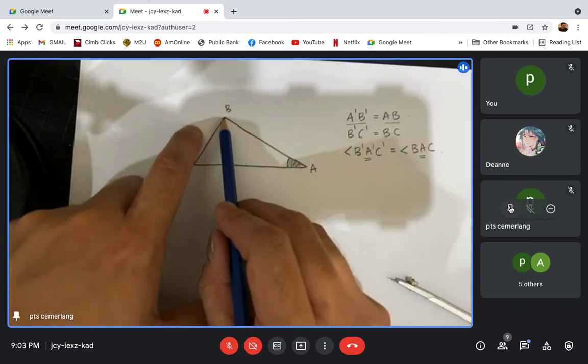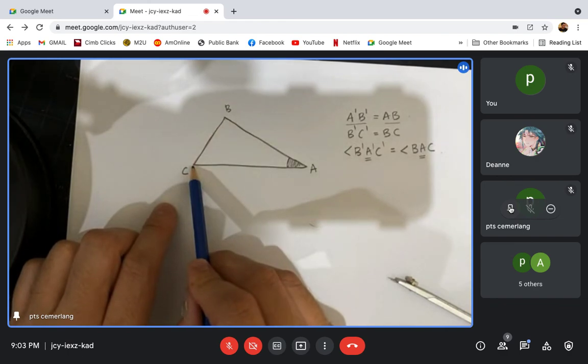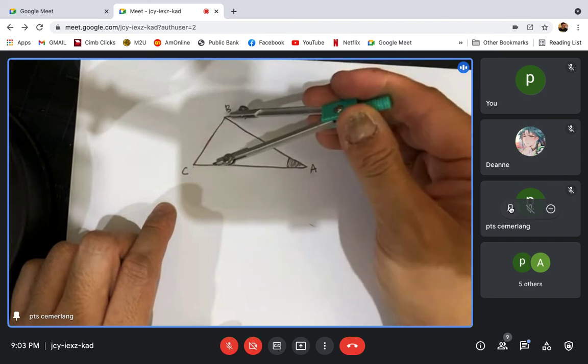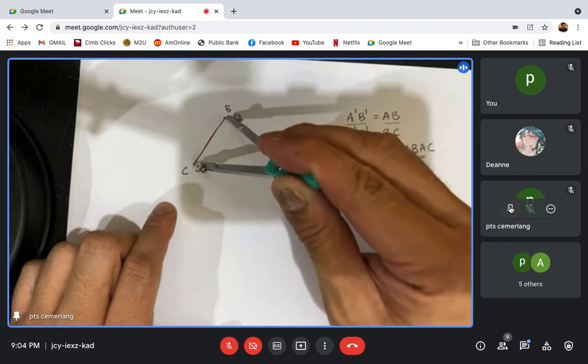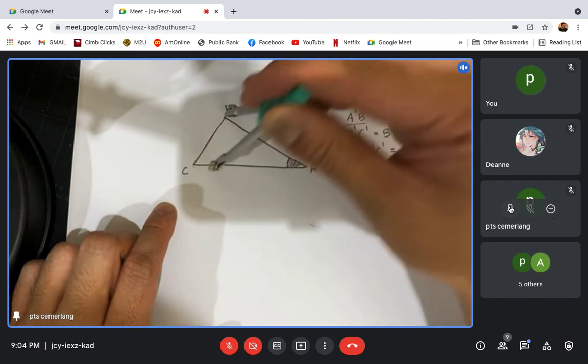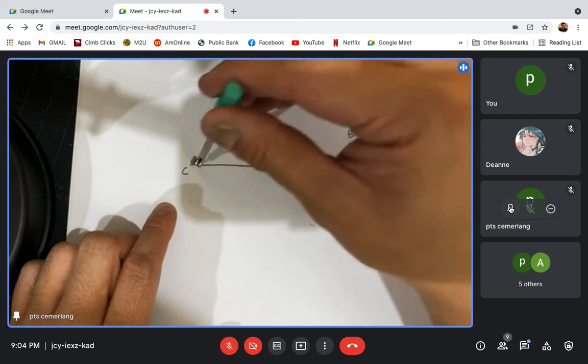The only point that can move is C. Only point C you can move. So therefore, you will actually put your compass like this, and then this is how you do it. You move it inside. When I say pindah masuk dalam, ini maksudnya daripada C masuk dalam. Okay? Kalau keluar, maksudnya pergi luar.